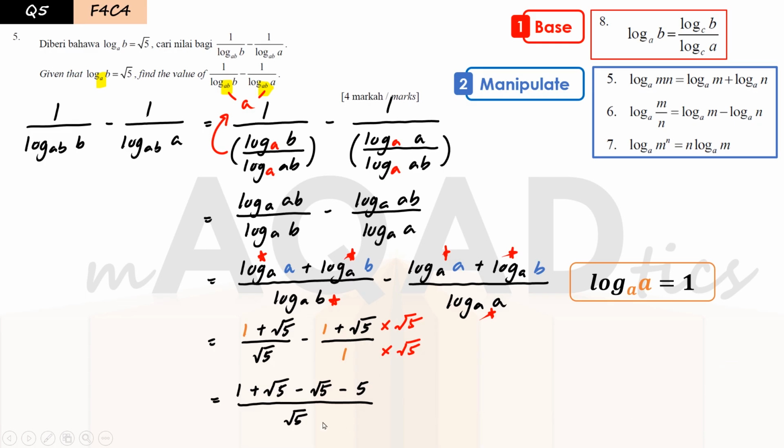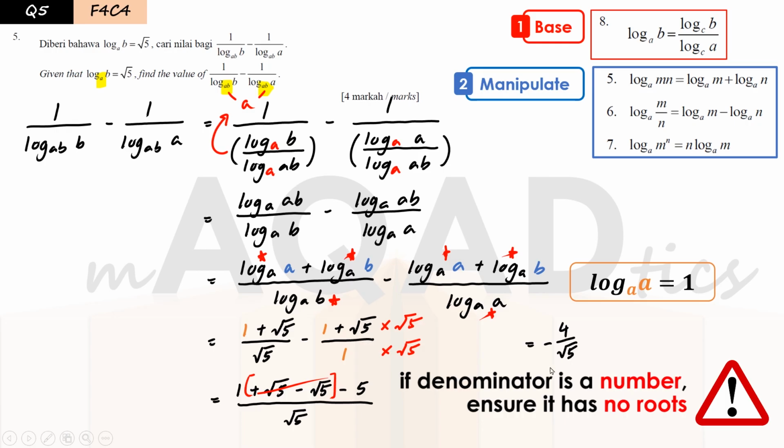Okay, so now we simplify this. Basically the plus square root 5 and minus square root 5 will cancel each other. So on the top, it will be negative 4 only, and the bottom will be square root 5. But can this be our answer? The answer is no, because the denominator is still in the square root form.